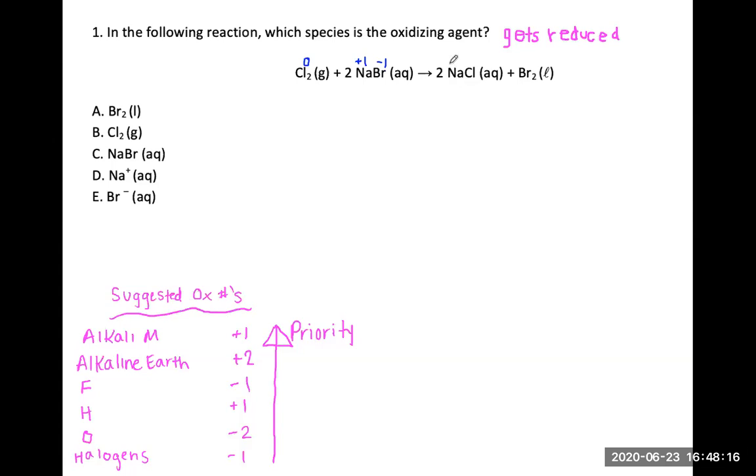And then we can assign, on the right, the sodium chloride very similarly. We assign the alkali metal with its preferred +1 first. The chloride has to be -1. And then the Br2 is going to be 0.